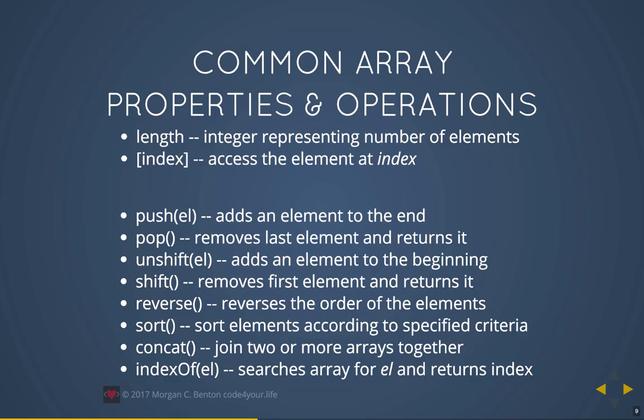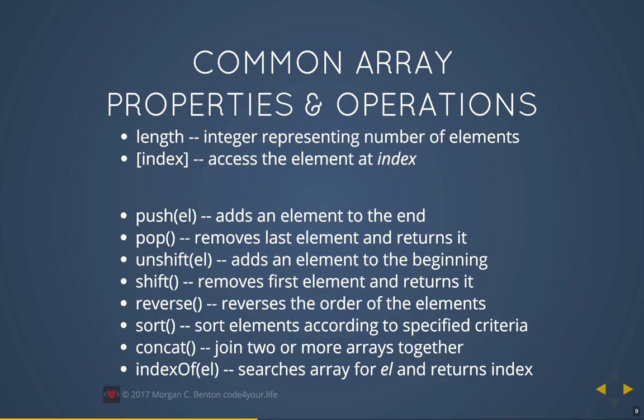Okay, so here are some functions, some operations that are common with array data types. One is push. That adds an element to the end of the array. Pop, conversely, removes that last element and returns it. Unshift adds an element to the beginning of the array, and shift removes an element from the beginning of the array. Reverse swaps the order. Sort will sort elements according to specified criteria. Usually this is alphabetically by default, but you can almost always tell your program how you want your array to be sorted.